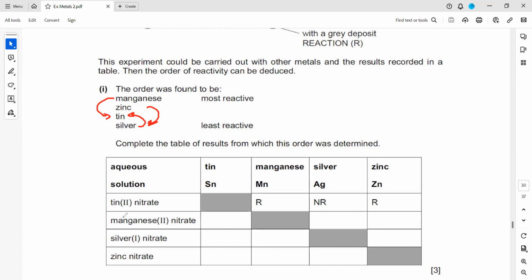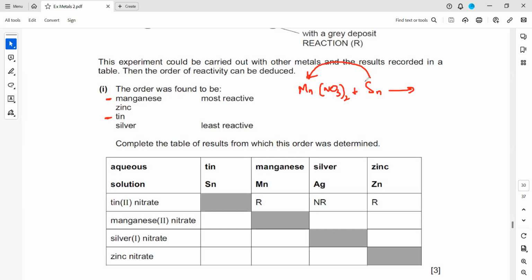The second one we have to complete. You can use a screen annotation to complete this. If the reaction happens, you will write R, or you can also tick. And if the reaction does not happen, you can put a cross. You can annotate on the screen. First one is manganese nitrate, manganese 2 nitrate, and we add tin. So we have manganese and we have tin. Can tin displace manganese? Yes or no?